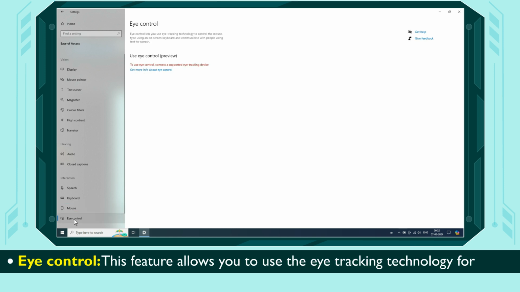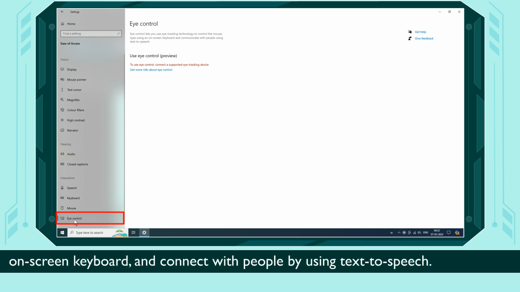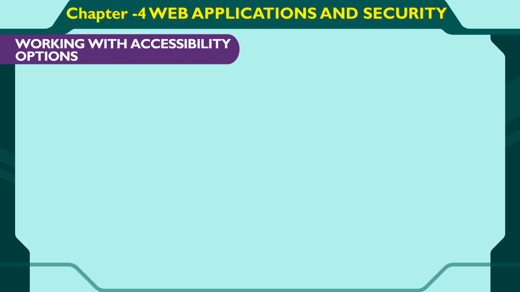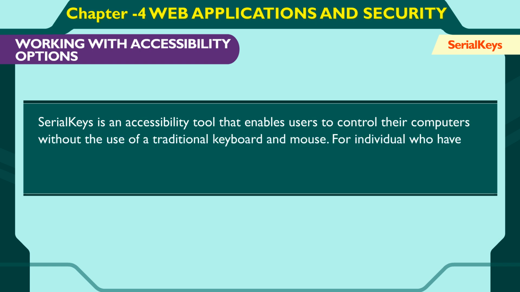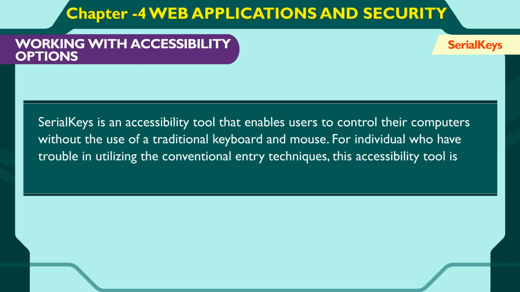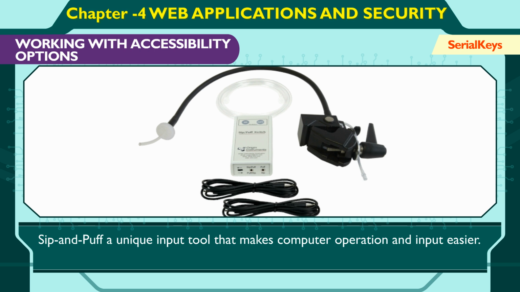Eye control. This feature allows you to use eye tracking technology for various purposes, such as controlling the mouse movement, typing text by using the on-screen keyboard, and connecting with people by using text-to-speech. Serial keys. Serial keys is an accessibility tool that enables users to control their computers without the use of a traditional keyboard and mouse. For individuals who have trouble in utilizing the conventional entry techniques, this accessibility tool is especially helpful. Sip and Puff, a unique input tool that makes computer operation and input easier.